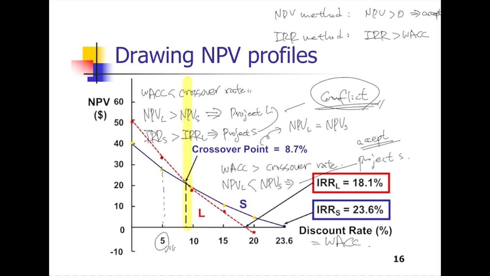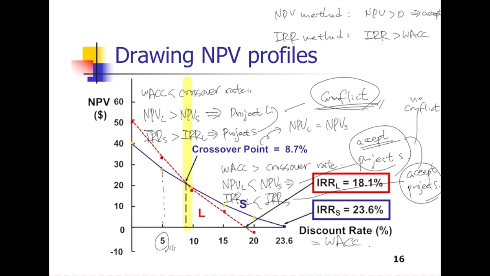And what about IRR? IRR L, IRR S, which one is larger? Yeah, IRR S, right? Because IRR S is 23.6 and IRR L is 8.1. So we can accept project S. Yeah, there is no conflict, right? So the conflict only occurs in this part, when the WACC is smaller than the crossover rate. There is some conflict.